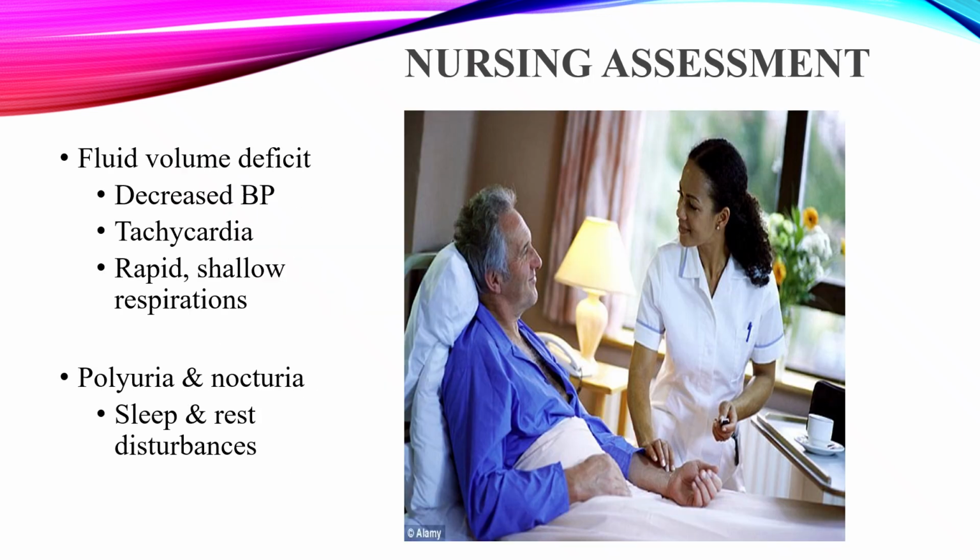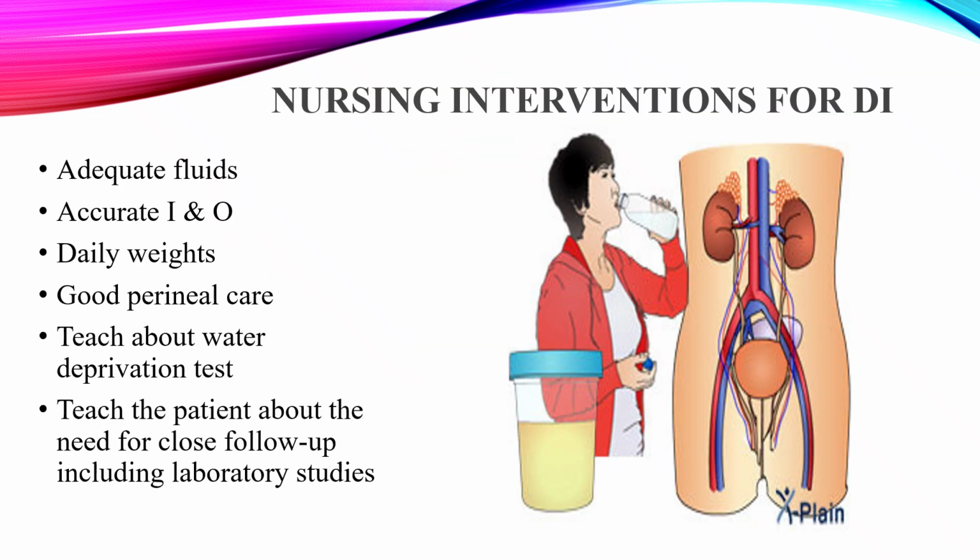So what we're looking for: we're watching for fluid volume deficit. This patient's dry inside, so decreased blood pressure, and heart rate and respiration rate high. And because they're urinating a lot more, they are going to be sleep deprived from the constant urination until treatment starts to kick in. So we're going to monitor fluids and accurate daily weights. We're going to teach about the deprivation test long before we try it. And we're going to be watching those labs that we talked about.